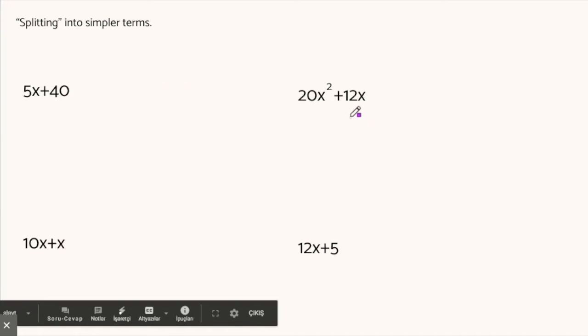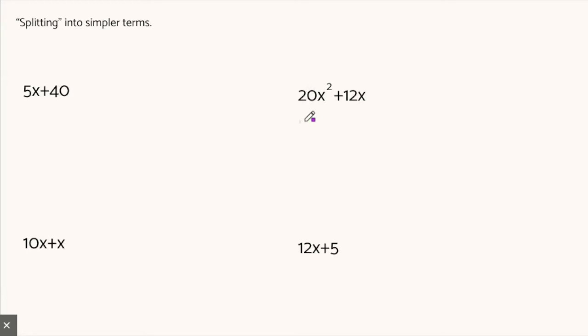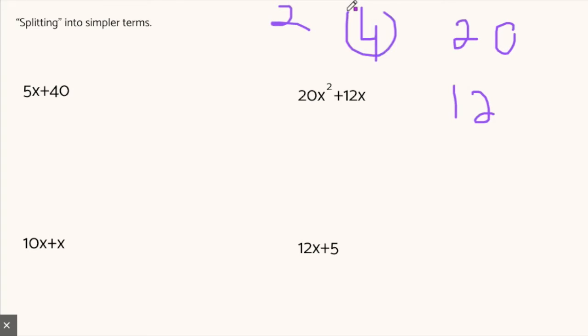Now with this question, we see that both have x's and both have a coefficient in front of them. Now 20 and 12, they both share 2 and they both share 4. In this case, we're going to focus on the bigger one and take 4 out. They also have x's, both of them. One is x squared, the other one is x. So we can take 4x out.